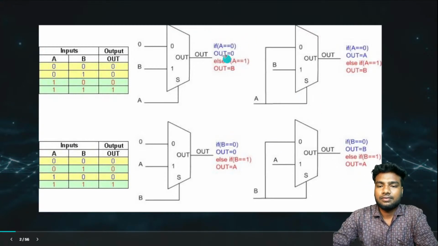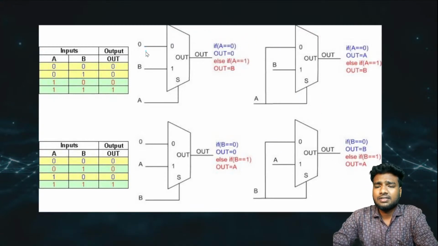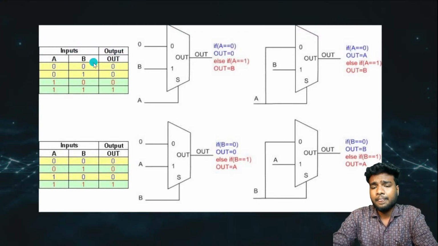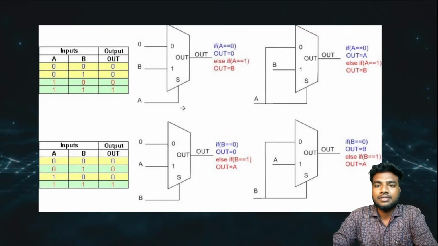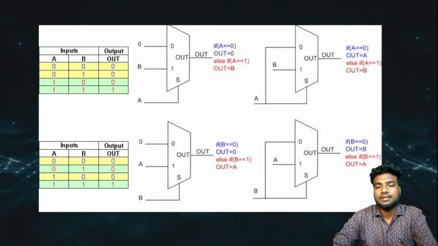You can see this is the truth table for the AND gate. Both inputs are 1, so we get 1. If any of the inputs is 0, you will get 0 as output. So this is the truth table for the AND gate. And this is the 2x1 mux logic of the AND gate. This is called realization of a logic gate by using the 2x1 mux.